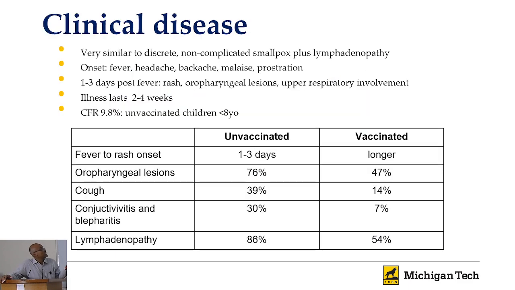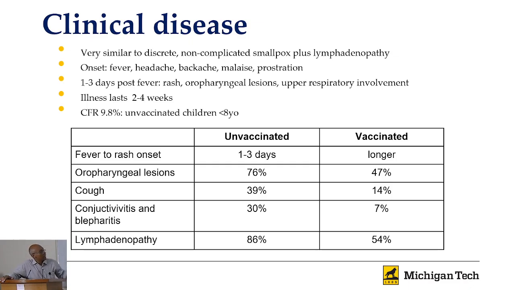So the clinical disease is very similar to discrete non-complicated smallpox plus lymphadenopathy. Fever, headache, back pain, those things are there. 1 to 3 days of fever, oropharyngeal lesions, so it's the pharynx in the throat, upper respiratory involvement, illness lasts for 2 to 4 weeks. CFR means case fatality rate. Fatality is 9 to 8%, in unvaccinated children less than 8 years.